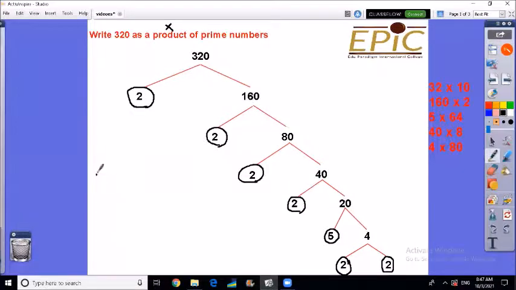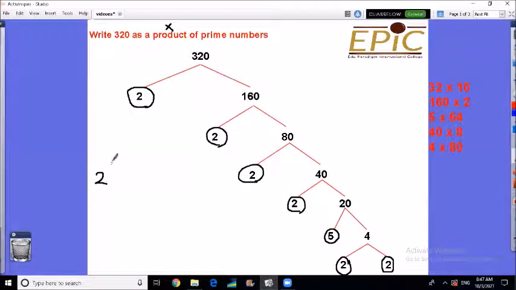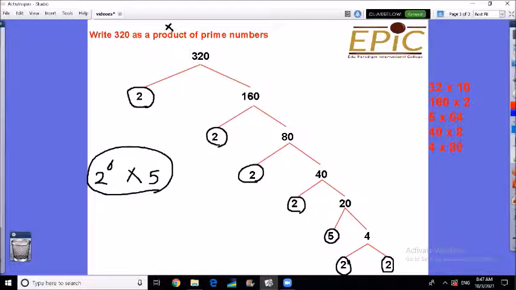So it's 2 to the power of 6 multiplied by... Do we have any other things? No, we're done with this 2 and done with this, this, and this, and this. Oh, there's a 5 there. So it's 2 to the power of 6 multiplied by 5. And yes, this is the final answer. And that's how we do the prime factorization.